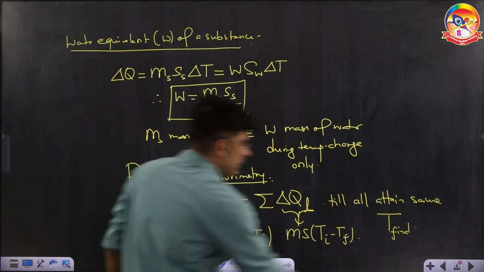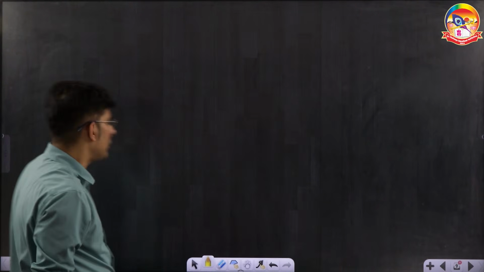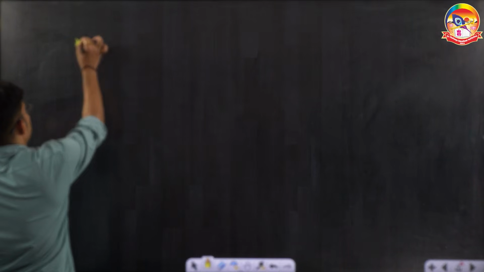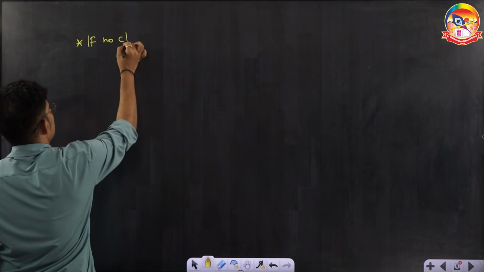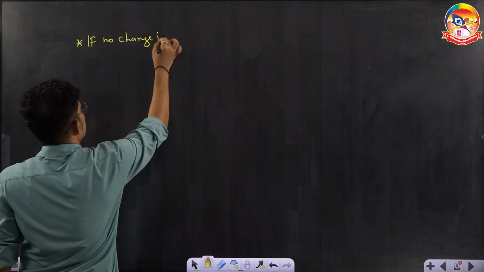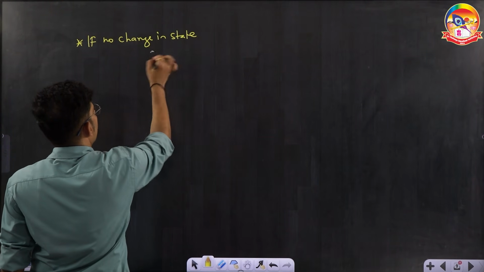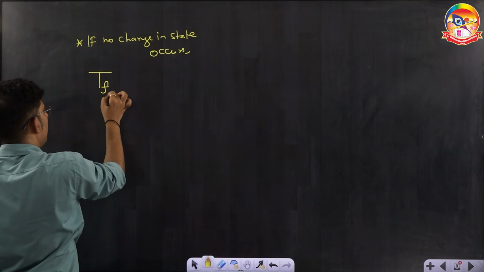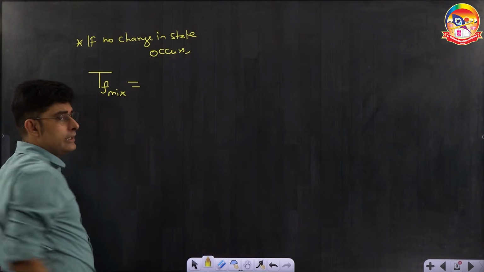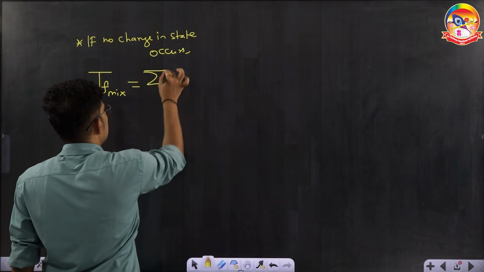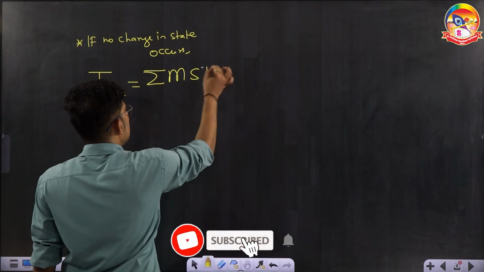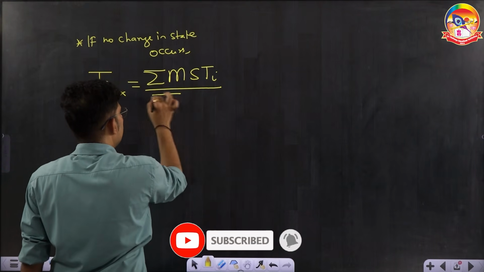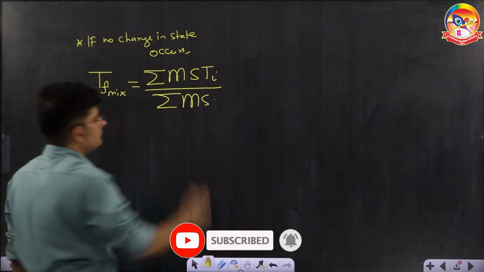Clear? Now here one important and interesting case comes. If no change in state occurs, for such problems there is a shortcut. T final of the mixture, you can directly use summation M S T initial by summation M S.